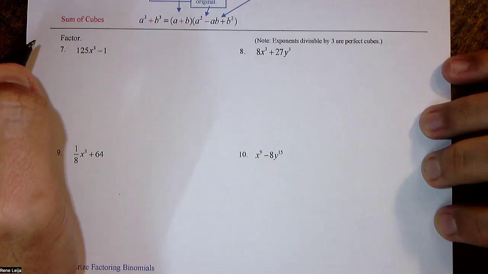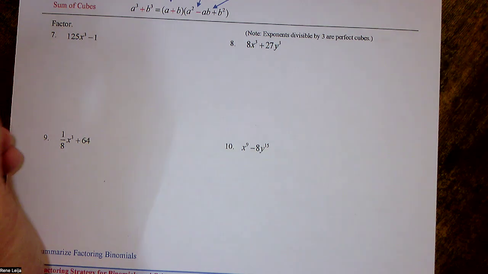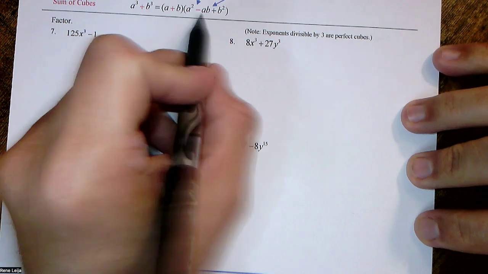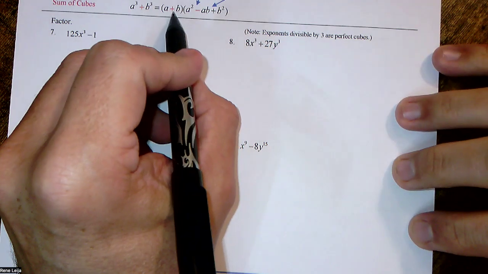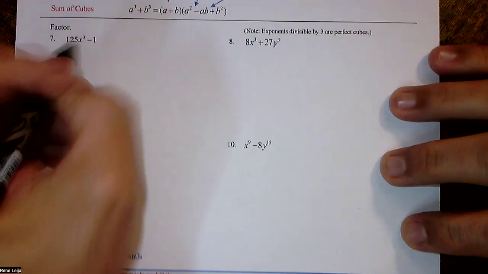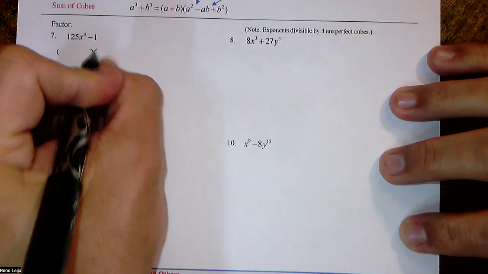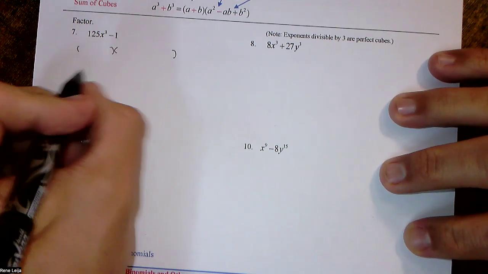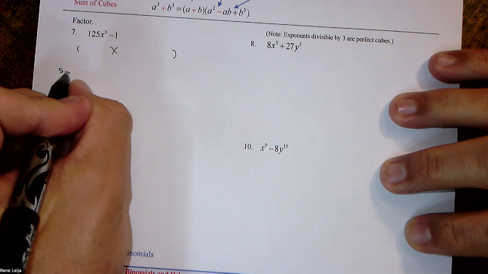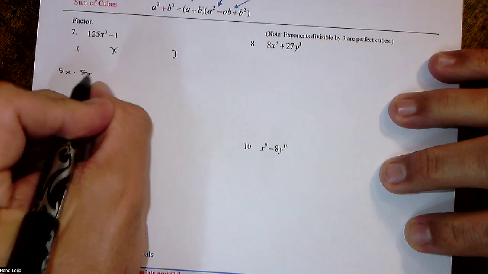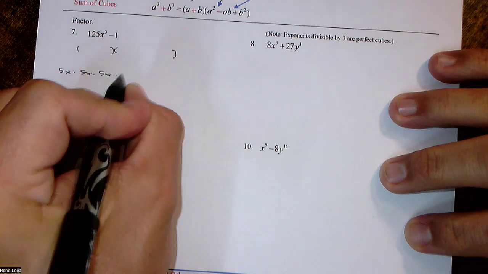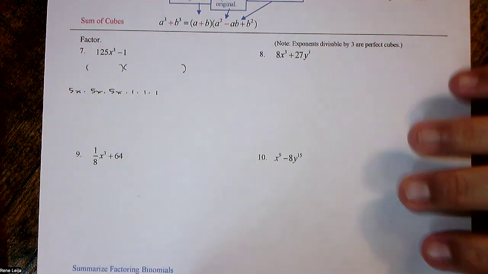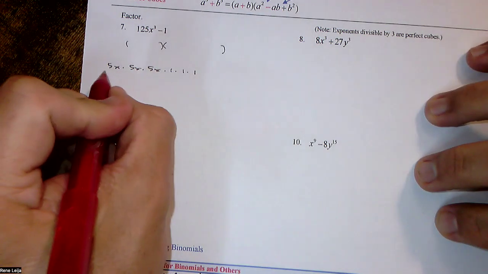Okay, so here's what I do. Hang on, I got to remember what I do. Sorry. Okay, so the only thing that I'm going to remember is that when they factor, I'm going to have a binomial and a trinomial. Okay, so a binomial and then a trinomial. So here's what happens. So 125x cubed is 5x times 5x times 5x. And then 1 is 1 times 1 times 1. Okay. Now I'm going to pair these up.